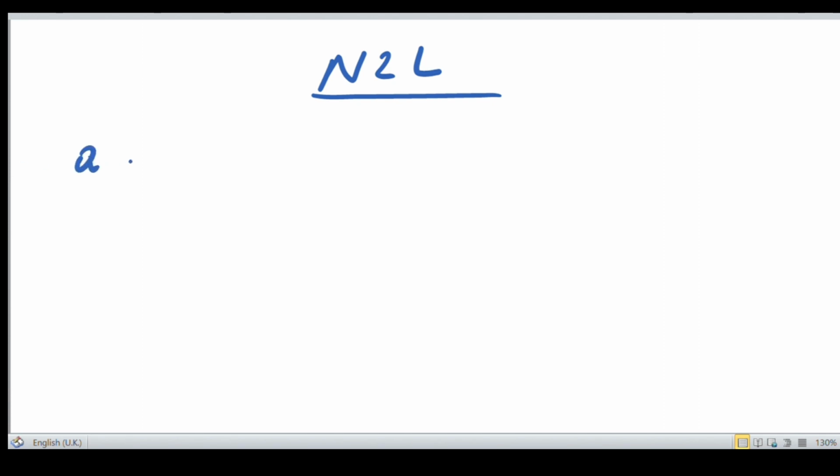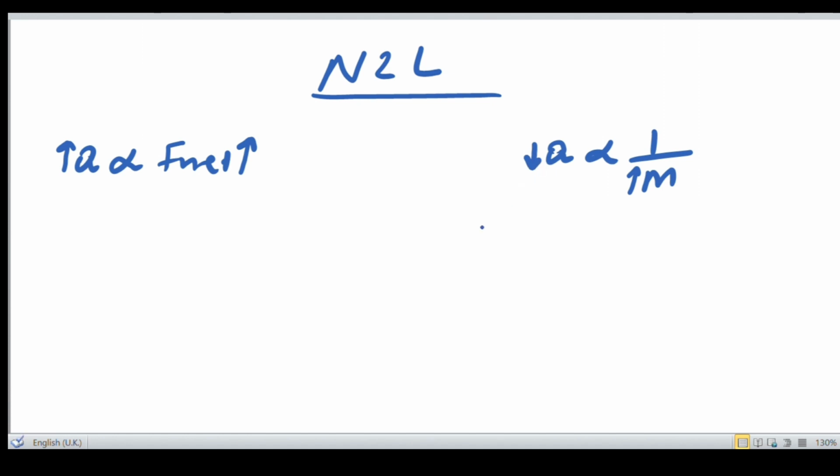The acceleration is directly proportional to the net force, but inversely proportional to the mass of an object. What does that mean? When the net force increases, the acceleration increases, directly proportional. But when the mass increases, acceleration decreases, inversely proportional. Now, let's draw the graphs.